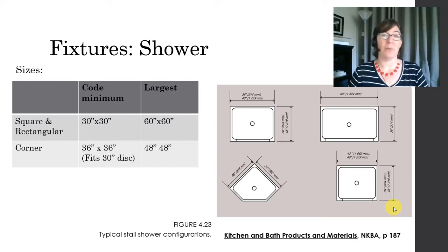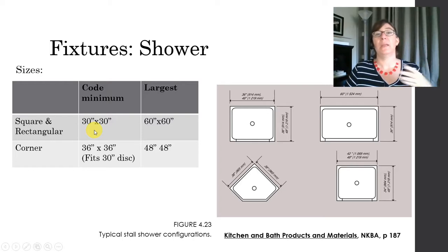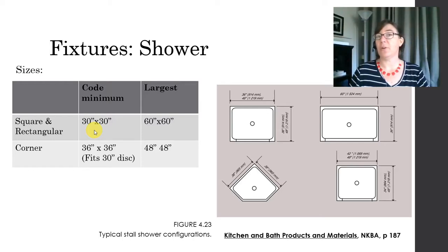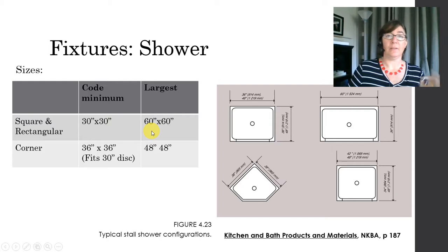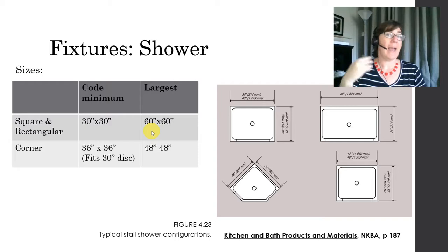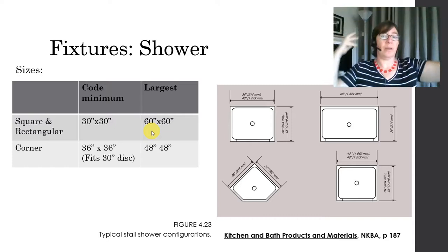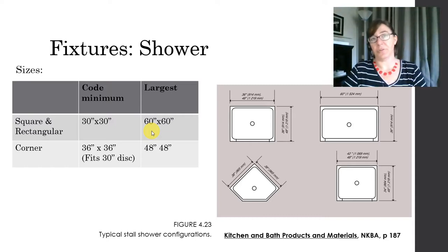There are many, many different shower sizes, but here are a couple of the most common configurations. First of all, square and rectangular showers. The code minimum is 30 inches by 30 inches. It's pretty small, but in an efficiency bathroom, you can get a 30 by 30 shower in, no problem. The largest you will usually see is 60 by 60. That's 5 foot square. That's quite big. However, if you're going to have a dual head rain shower with a steam sauna, you could even go larger than that.